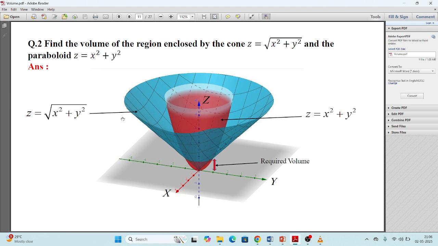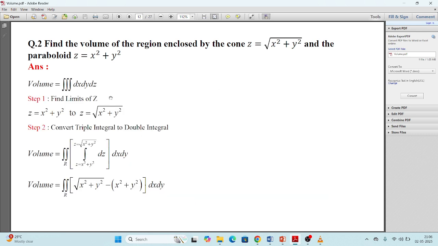If I am going to find out the limit of z, it is under root of x square plus y square, z equals x square plus y square. This will be the limits of z. So we are evaluating with respect to z first. पहले हमने z के साथ integration लिया है. z equals x square plus y square will be the lower limit, and the upper limit is z equals under root of x square plus y square.